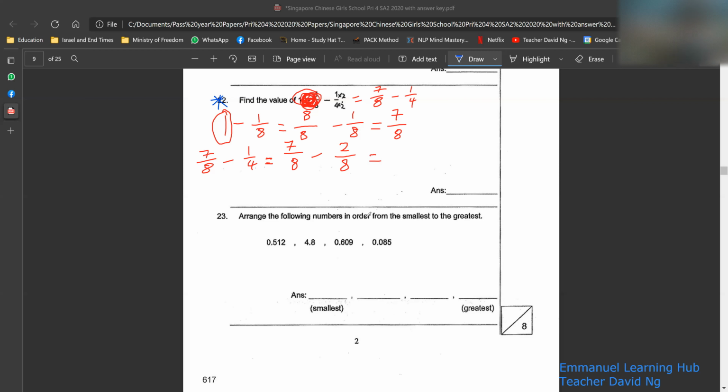7 over 8 minus 2 over 8 equals 5 over 8. Very good. So final answer, is it 5 over 8? Yes. Final answer, 5 over 8. Confidently write it here. Then whenever you write a fraction here, you ask yourself, is this the lowest form? Is 5 over 8 the lowest form? Yes.